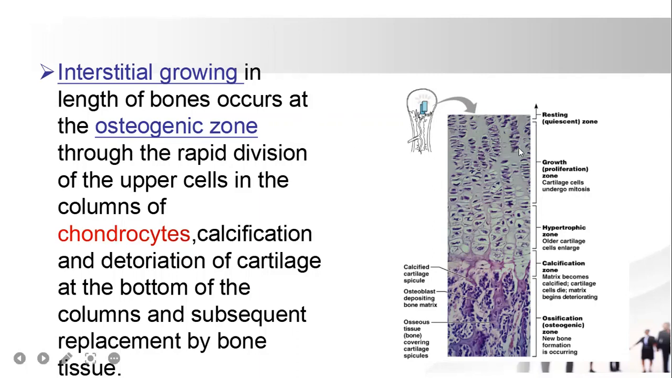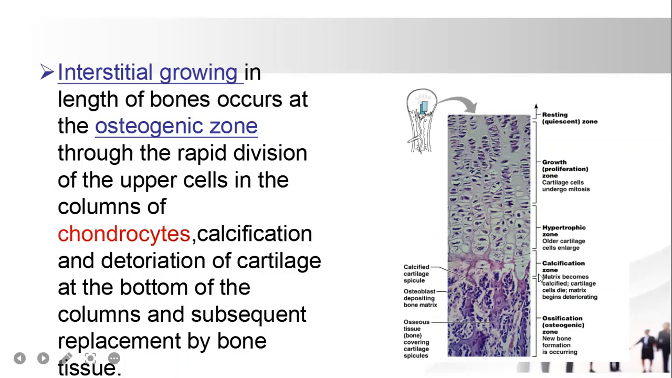So interstitial growth. We have the resting or quiescent zone right here. Then we have the growth or proliferation zone, where cartilage cells undergo mitosis, that is the chondrocytes, the cartilage cells. Then we have the hypertrophic zone. These are older cartilage cells which now enlarge. So the cartilage cells are getting bigger and wider. Then we have the calcification zone right here. After the cartilage keeps growing older, then we have the calcification zone.